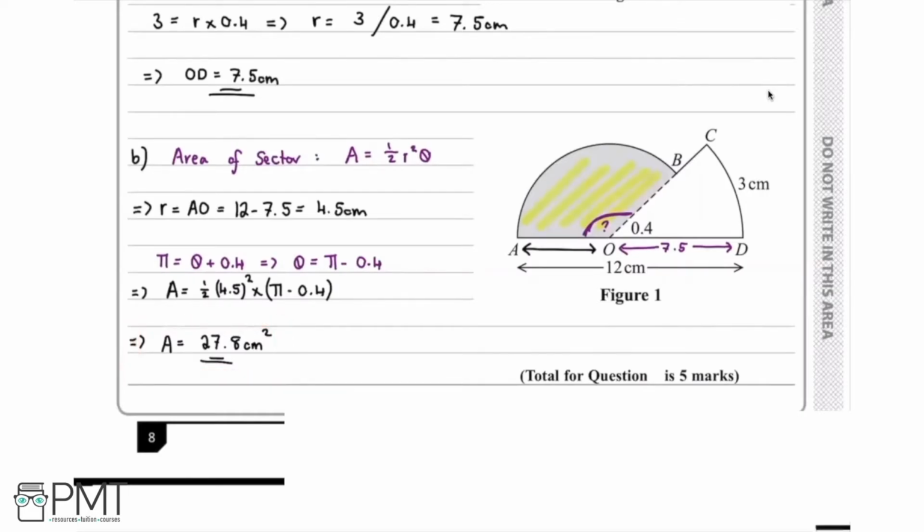So now we'll take a look and see where we picked up our marks in this question. So there's 3 marks on offer, and we will pick up our first mark for using the angle AOB being equal to pi minus 0.4. And then we pick up our second mark for using the formula area equals half of r squared theta and subbing our values in, and then we receive our third and final mark for the correct answer.